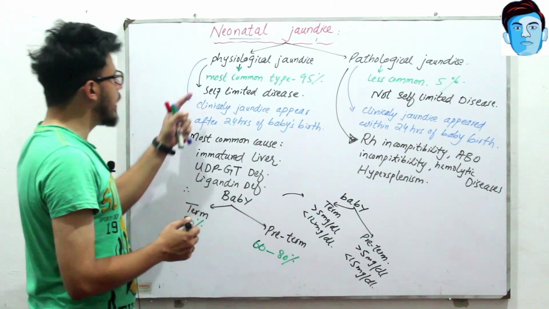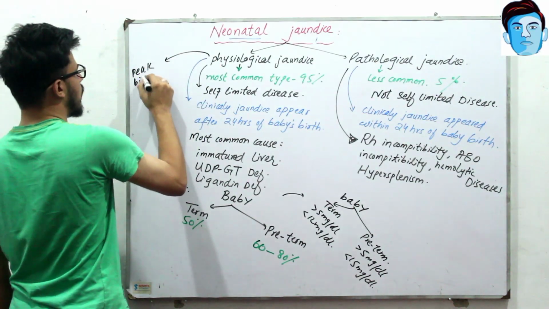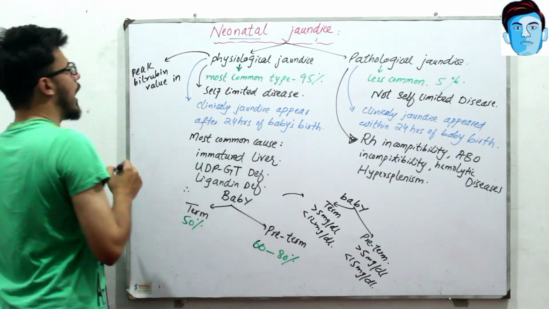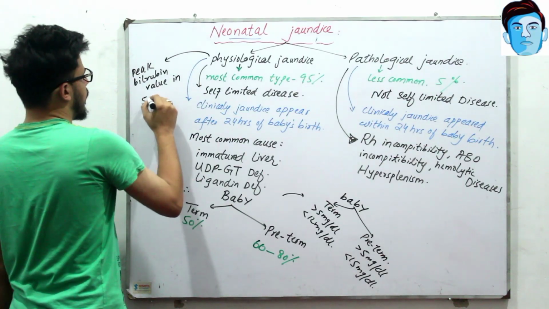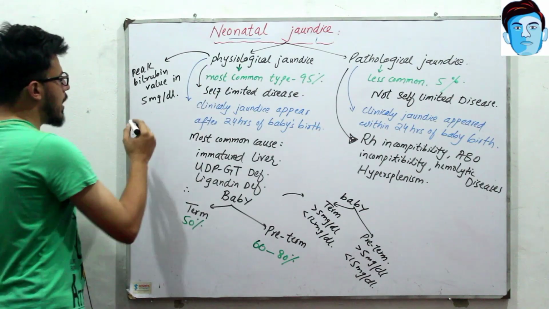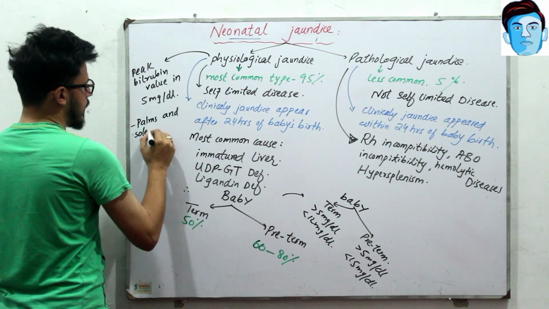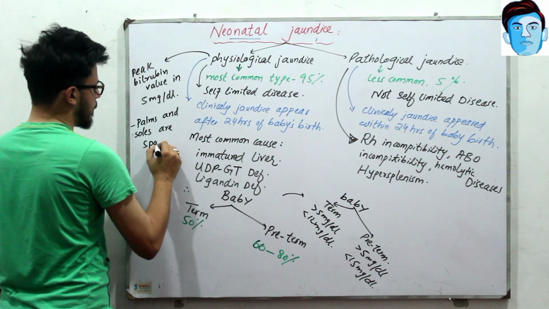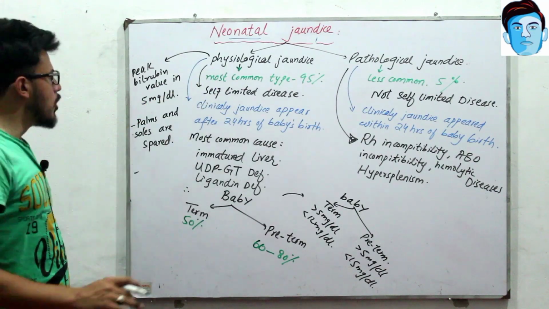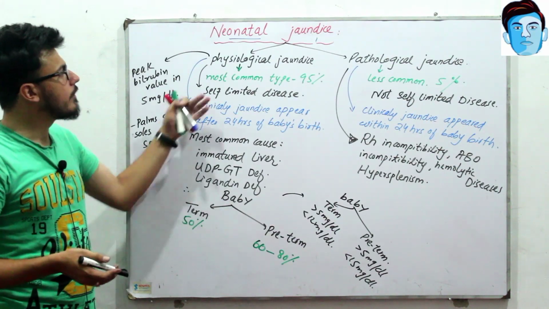Secondly, regarding the peak bilirubin value in physiological jaundice, that is 5 mg per dl. And in physiological jaundice, the palms and soles are spared. They are not involved. Now, if the baby is suffering from physiological jaundice, no specialized treatment is required, and they are conservatively managed.